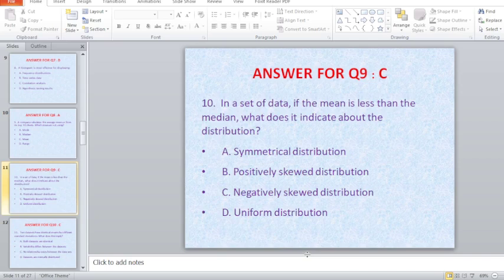Question number 10. In a set of data, if the mean is less than the median, what does it indicate about the distribution? A. Symmetrical distribution, B. Positively skewed distribution, C. Negatively skewed distribution, D. Uniform distribution. The answer for this question is negatively skewed distribution.